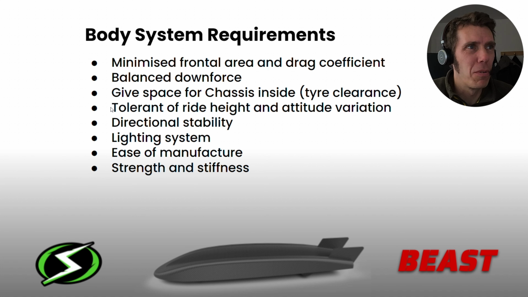And the car should be tolerant of ride height and attitude variation. So by that I mean that as the car goes over bumps, it might go up and down, it might angle up at the front or down at the front. The body shouldn't be too sensitive to those variations so that it doesn't just suddenly flip up and take off the moment the front bumps up a little bit. It should have directional stability, so in a similar way, if it gets pushed offline slightly, it'll tend to pull itself straight rather than veer off even more.